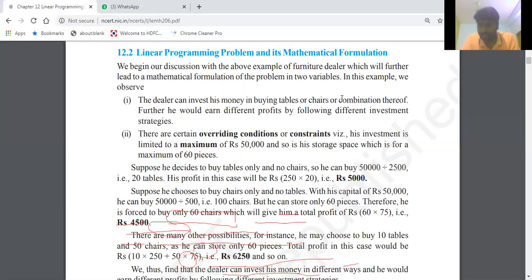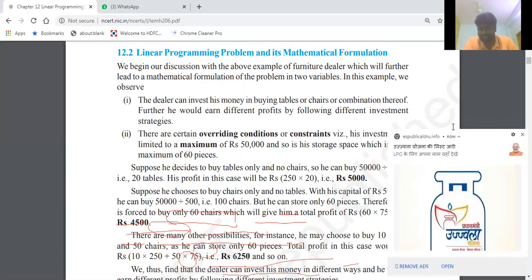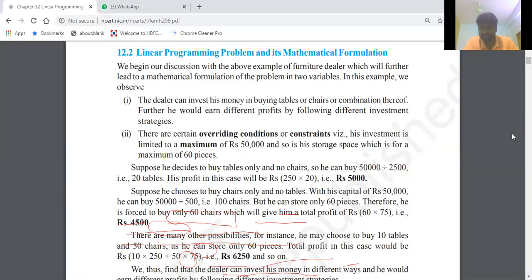To get maximum profit, of course, everyone, right? Second point, there are certain overriding conditions or constraints. His investment is limited to a maximum of 50,000 rupees. He can invest maximum 50,000 rupees. His storage space is maximum 60 pieces only.